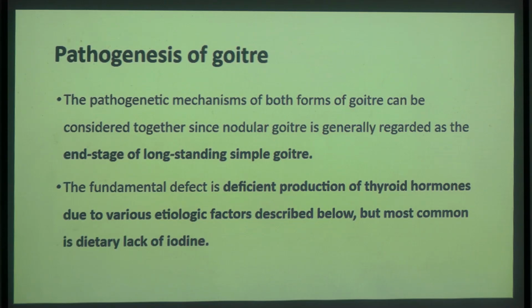Now the pathogenesis of goiter. The pathologic mechanism of both forms of goiter can be considered together, since nodular goiter is generally regarded as end stage of long-standing simple goiter. The fundamental defect is deficient production of thyroid hormones due to various etiologic factors described below, but most common is dietary lack of iodine. Main reason is dietary lack of iodine.